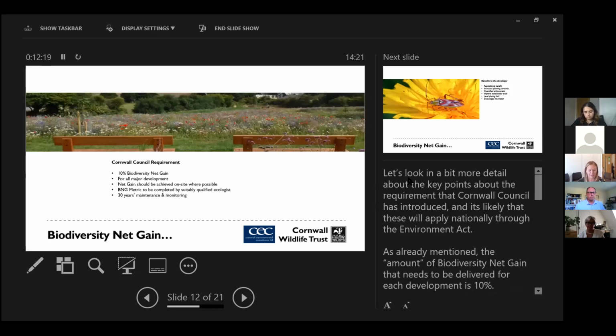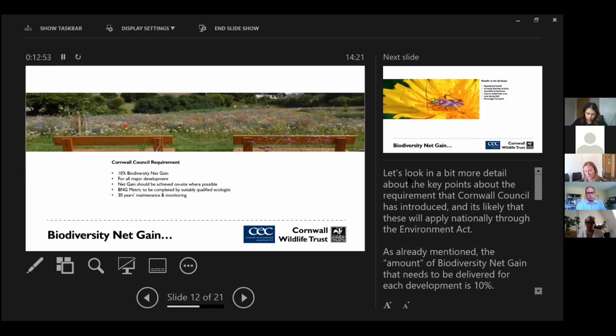As already mentioned, the biodiversity net gain that needs to be delivered for each development is 10%. At the moment, it's only required for major developments, so that's typically 10 houses or more. But the next point is quite important. It stresses that wherever possible, the 10% biodiversity net gain needs to be achieved within the development site. And that has implications, really, for thinking about the site that you're developing and the site selection and what's achievable in terms of the density of the development within that site.